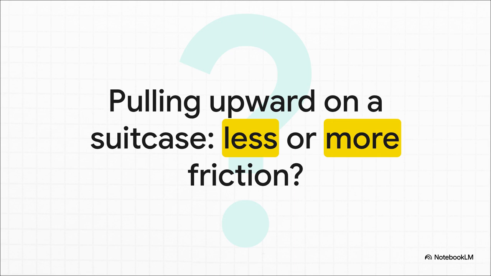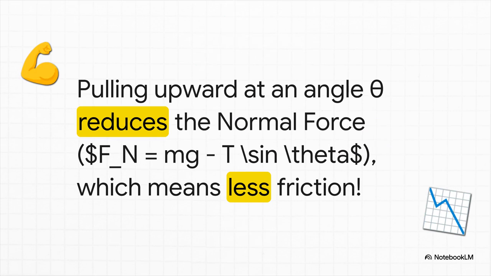Let's say you're pulling a suitcase. You're not just pulling it forward. You're also pulling it up a little bit. So how does that change the friction? Does it get stronger or weaker? And this right here is such a key insight. Because part of your force is pulling up, you're actually helping to lift the suitcase. That means the floor doesn't have to push up as hard. The normal force gets smaller, and since friction depends on the normal force, the friction gets weaker too. This is exactly why it's almost always easier to pull something heavy than it is to push it.